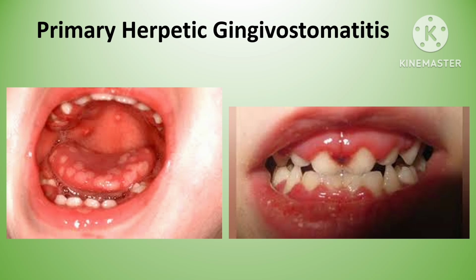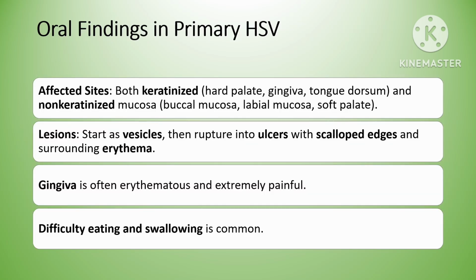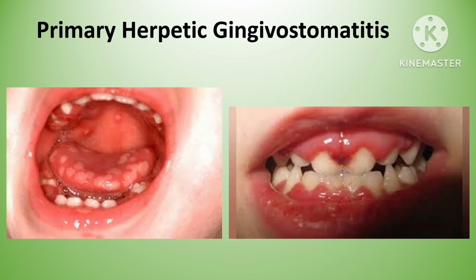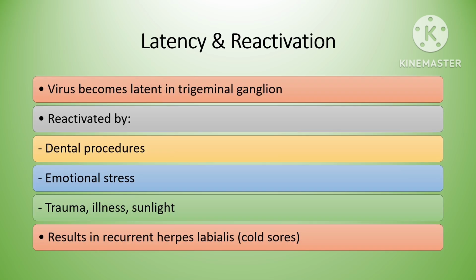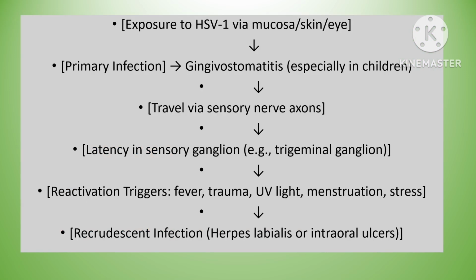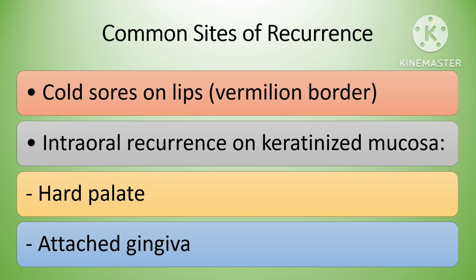This condition is self-limited, meaning it heals naturally in around 2 weeks, but can be very uncomfortable for the child. After healing, the virus becomes latent, hiding in the trigeminal ganglion. It may also present as herpetic pharyngotonsillitis, especially in young adults. After the primary infection, upon reactivation, herpes simplex virus 1 causes secondary or recurrent infections.